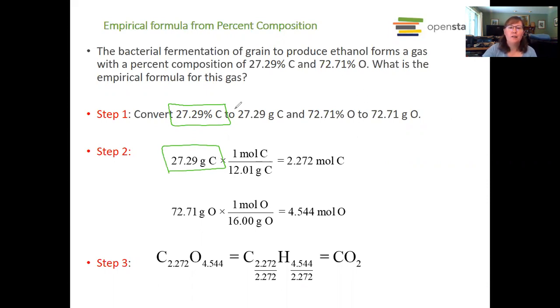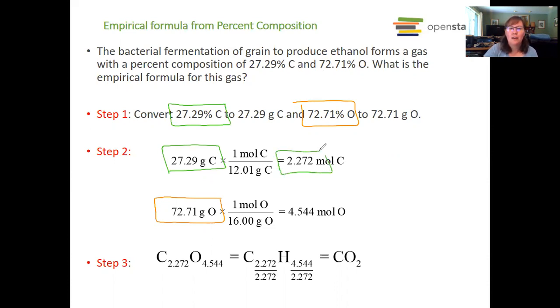And then second here, we have 72.71% oxygen. And what we've done here is we've just converted it, and you can see it up here as well, to 72.71 grams of oxygen divided by, here they've rounded to 4 significant figures, but do 15.999. It won't change things much in these, for 4.544 moles of oxygen.